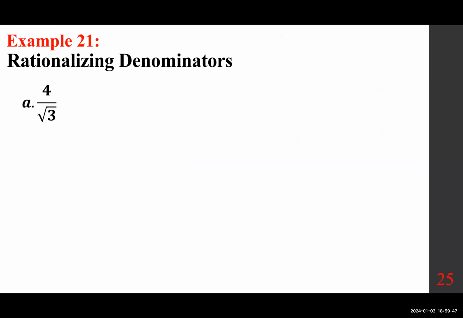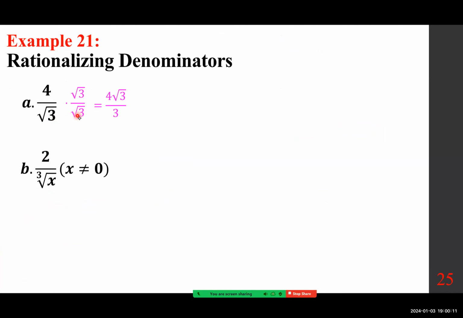Rationalizing denominators. How do we rationalize the denominators? If you recall, for a case like this, you just multiply by square root of 3 over square root of 3. These two, the product is 3, and the numerator is just 4 square root of 3, and you're done. The reason we multiplied it by square root of 3 is so that it could take it out.